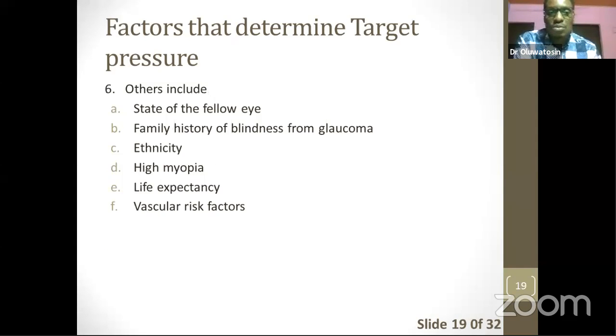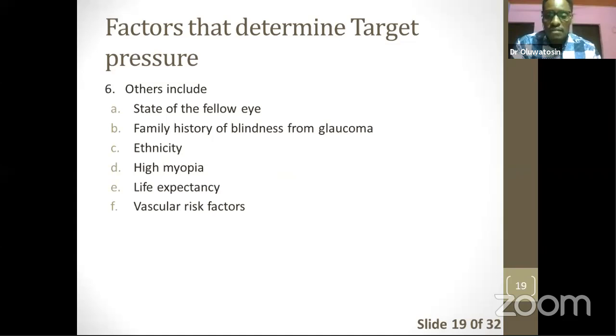Other factors I would like to take into consideration is the state of the fellow eye. If a patient presents with only one eye, while the fellow eye is already blind, I will want to be aggressive in my treatment in order to preserve vision in that only eye. Then the family history of blindness from glaucoma is very important because it tells us about the severity of the disease too. Then the ethnicity of the patient also tells us about the severity of the disease. Then in myopes too, the severity of the disease is also more.